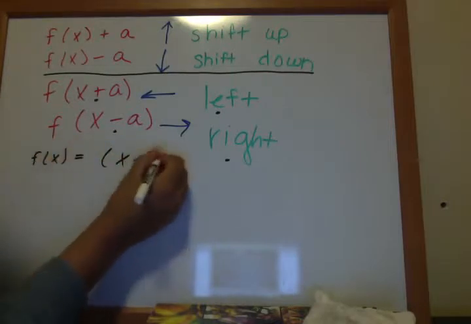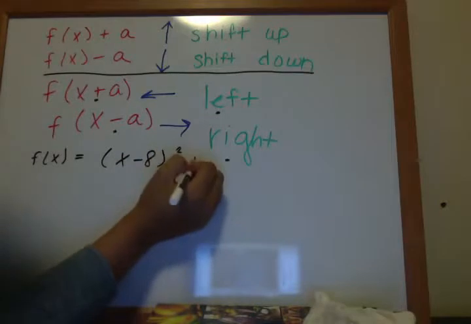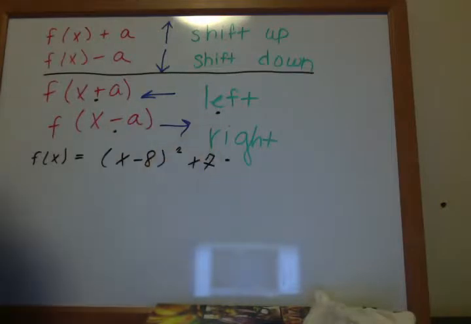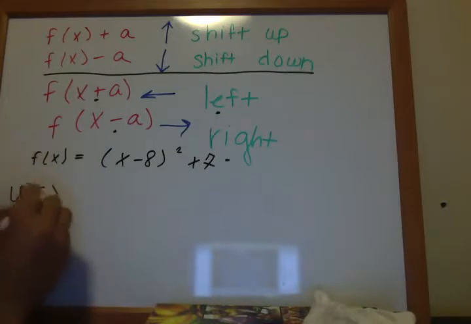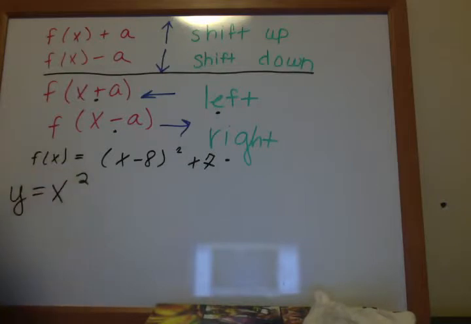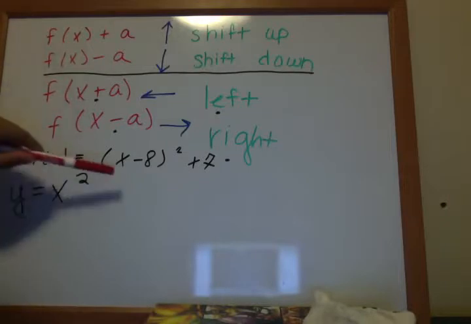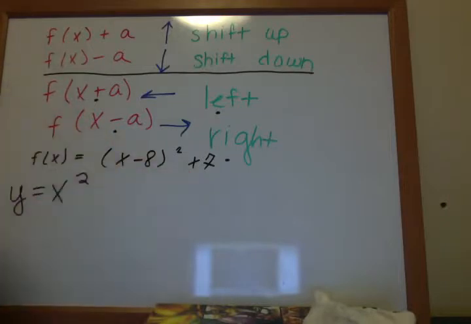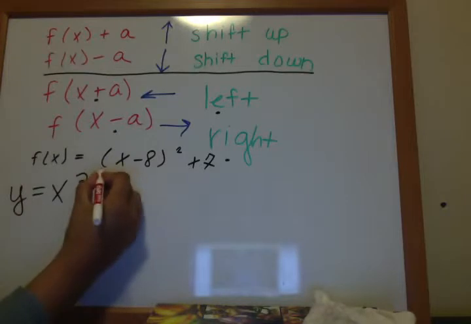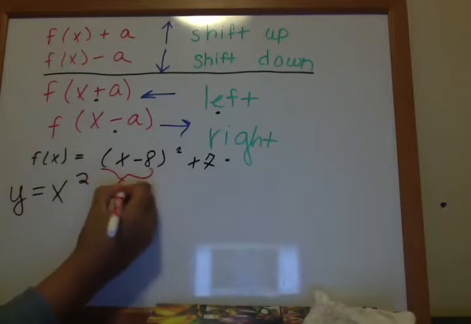So pay attention to those. So number 39 is f of x equals (x minus 8) squared plus 7. And it wants to show how it's related to y equals x squared. So basically all you're doing is describing what happens in the graph.